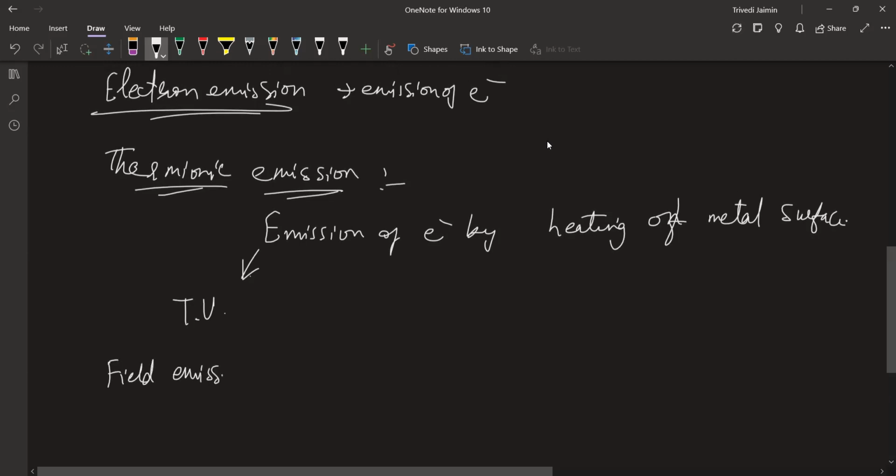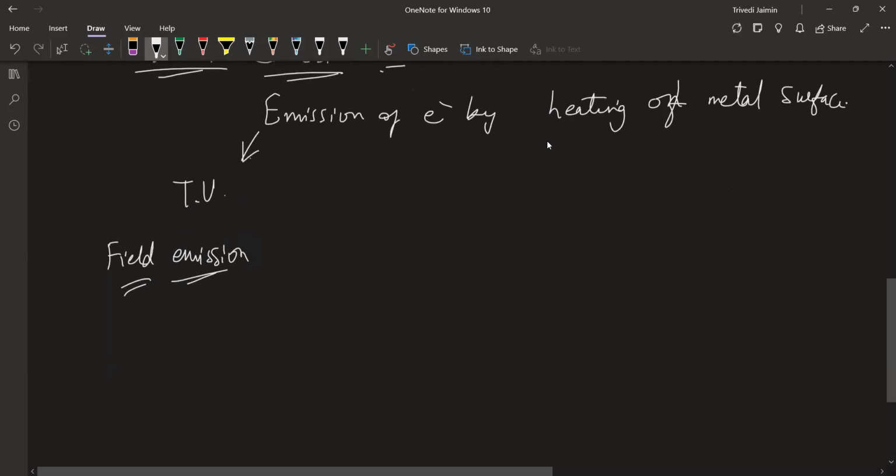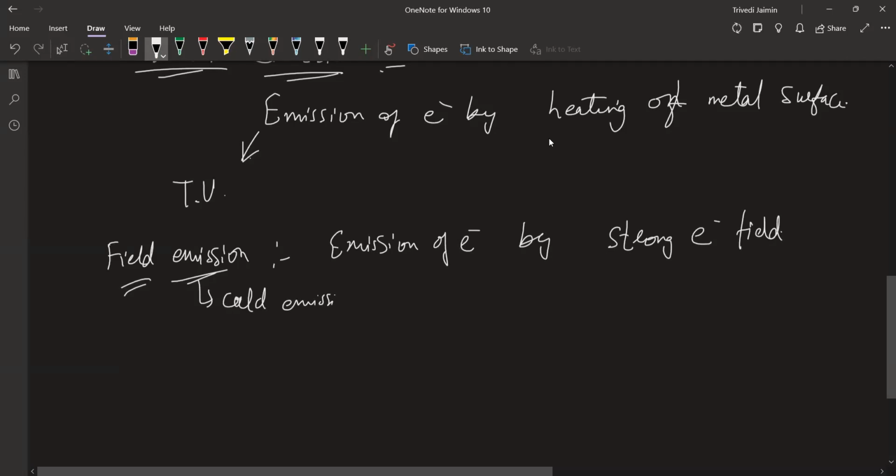Field emission. Simple, but you guys are not answering. Field emission is emission of electrons by a strong electric field. The other name of this one is cold emission. Cold emission is emission of electrons by a strong electric field. These are the methods of electron emission.